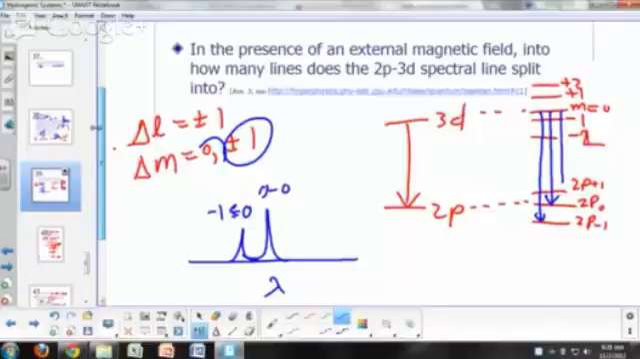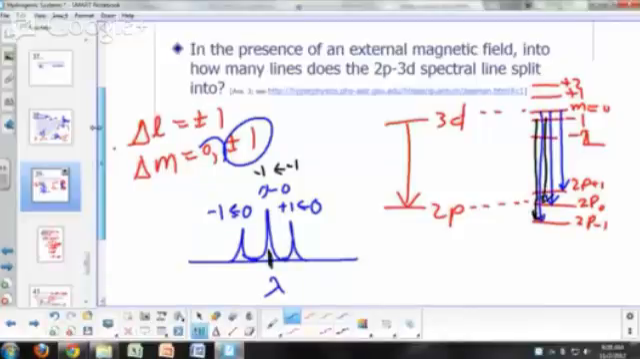What about 0 to plus 1? That's a smaller delta E, so that would be at longer wavelength. So you'll see a spectral line appear on the right for transitions from 0 to plus 1, and that's what happens in the presence of an external magnetic field. That's not the only thing you'll see. What else do we see? You go from negative 1 to negative 1. Where would that show up? Same here. Negative 1 to negative 1, this is the same. That's unshifted.